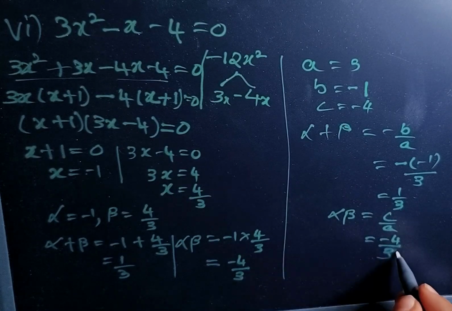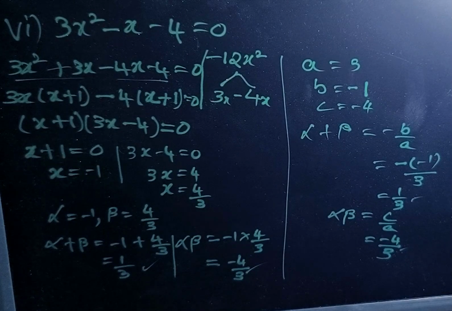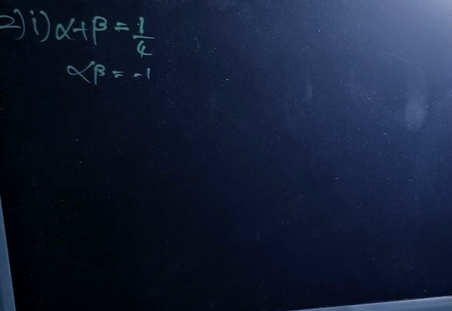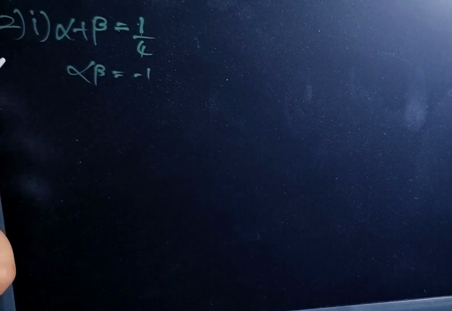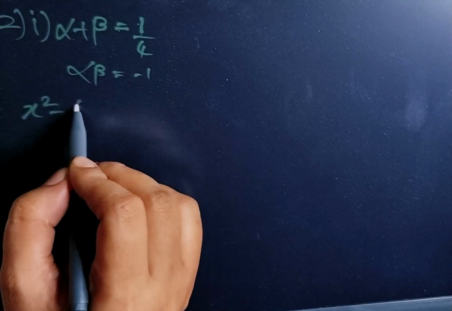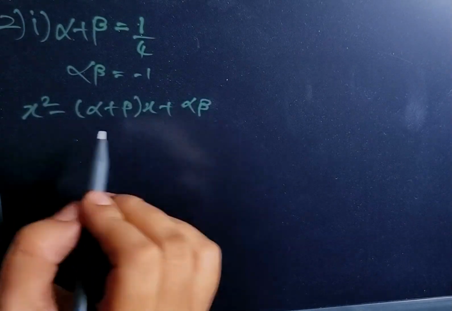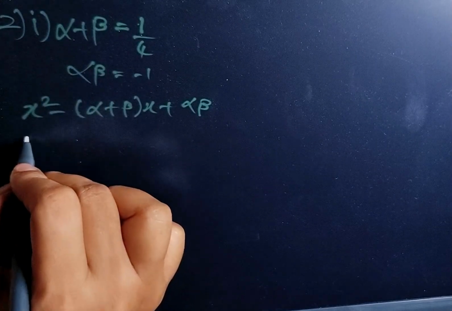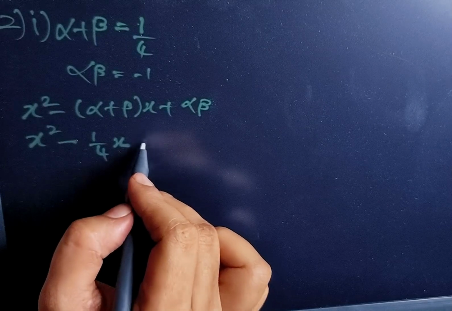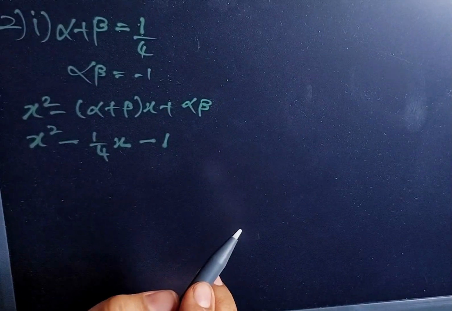If you check with the values, minus 4 by 3, minus 4 by 3, 1 by 3, 1 by 3. The values are same, the relationship is verified. Question number 2, we need to form a quadratic polynomial where sum and product are given. So we have the formula x square minus sum of zeros into x plus product of zeros. Now we will substitute the given values. So x square minus 1 by 4x plus into minus minus, so minus 1. Then take the LCM.